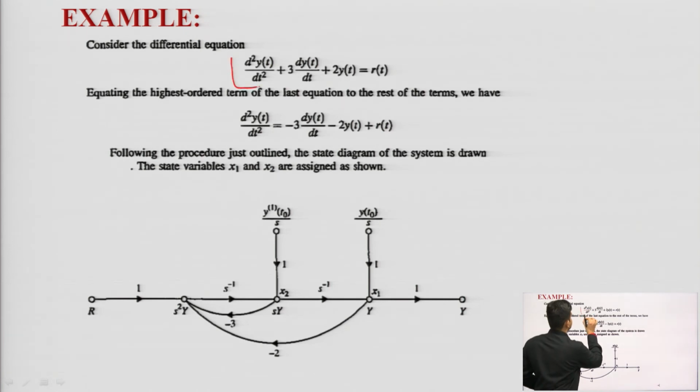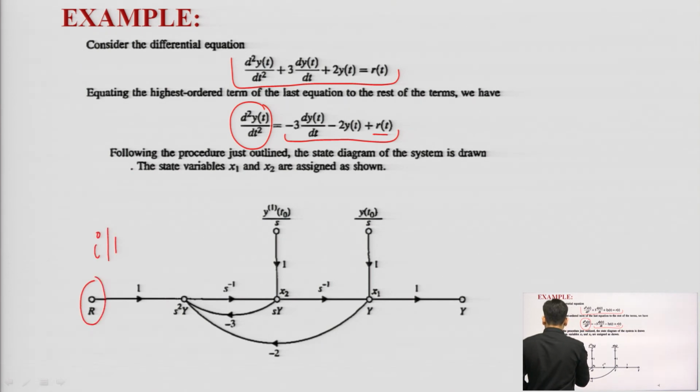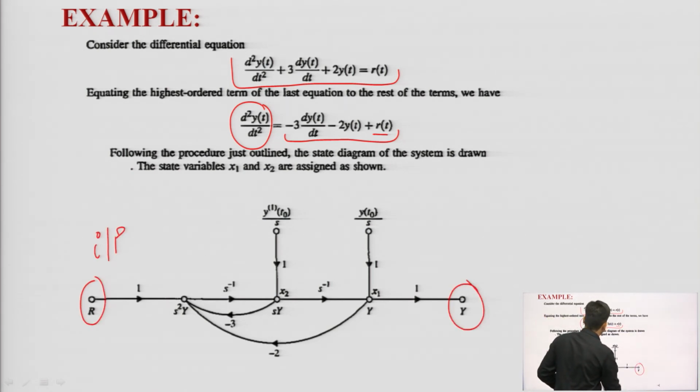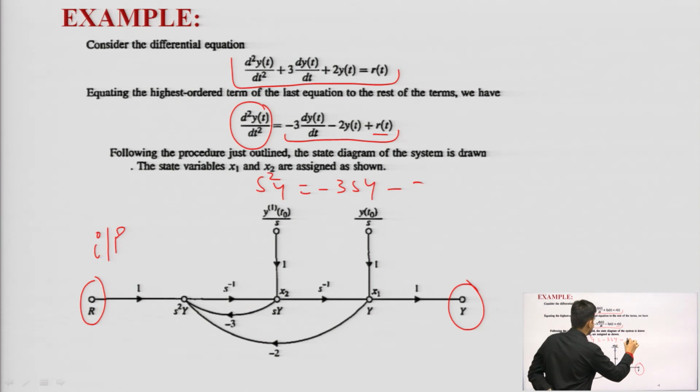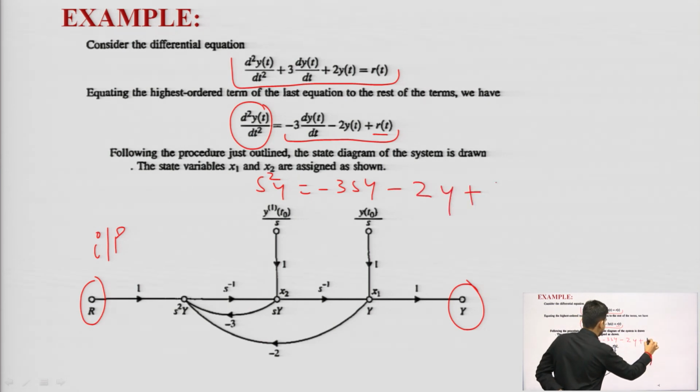I am assuming this equation, I have to obtain SFG from this equation. So, I will keep highest order in LHS, remaining in RHS. I am assuming r(t) as the input and y as the output at my last stage. Okay. Now, d2y by dt square, it means I need here an integrator. I will take Laplace of it, s square of y equal to minus 3 s times of y minus 2 y plus r of s. Okay. They all are function of s.